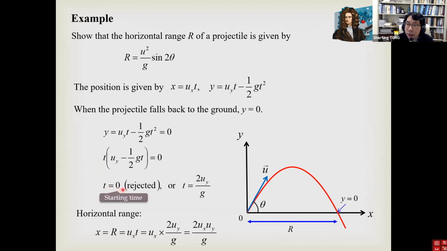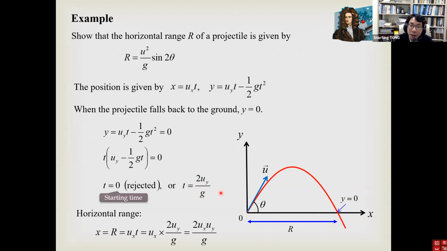The solution t equal to 0 is rejected because it's only specified at the starting time. At the starting time, the position is, of course, y equal to 0 because I start at the origin. So this is not what we're interested in. What we're interested in is the term inside the bracket. The term inside the bracket equal to 0 means the time t is equal to 2uy over g. And that is the time when the projectile returns to the ground.